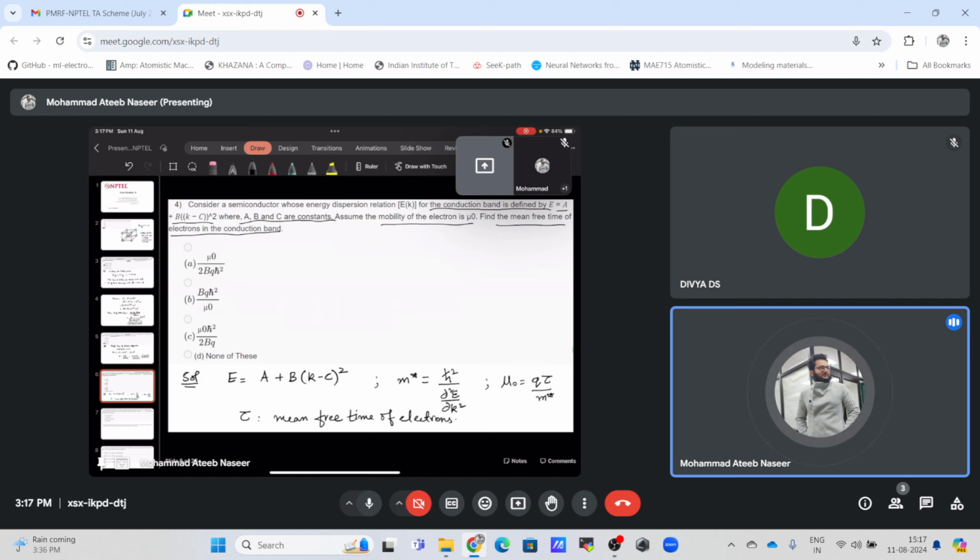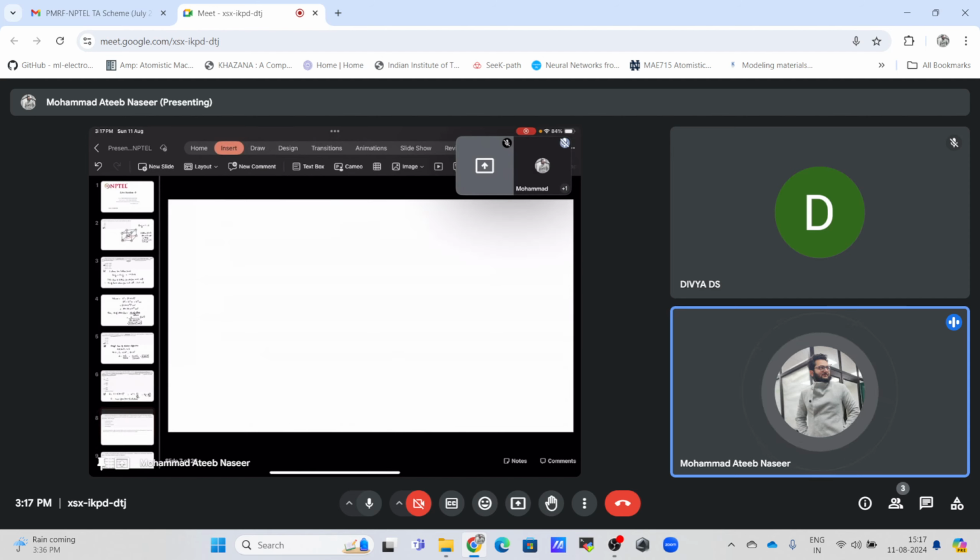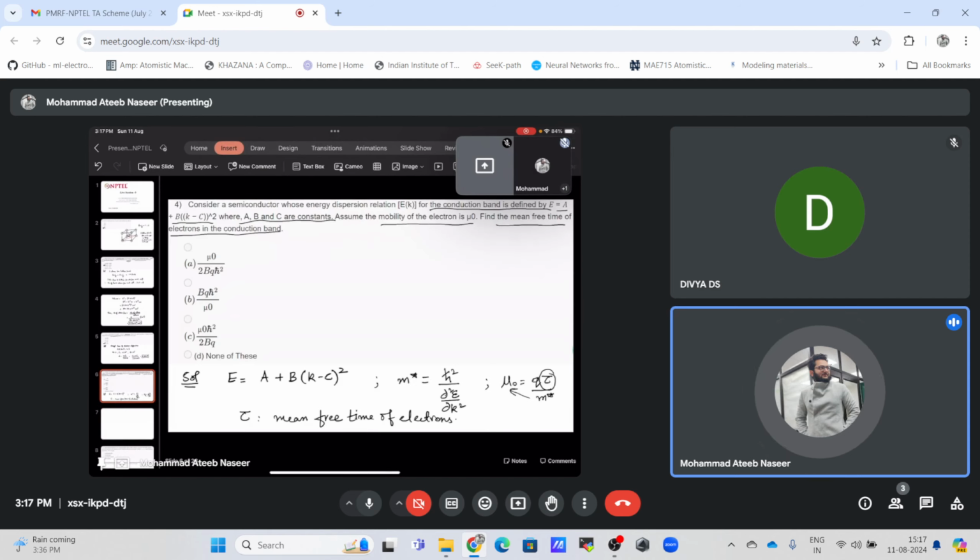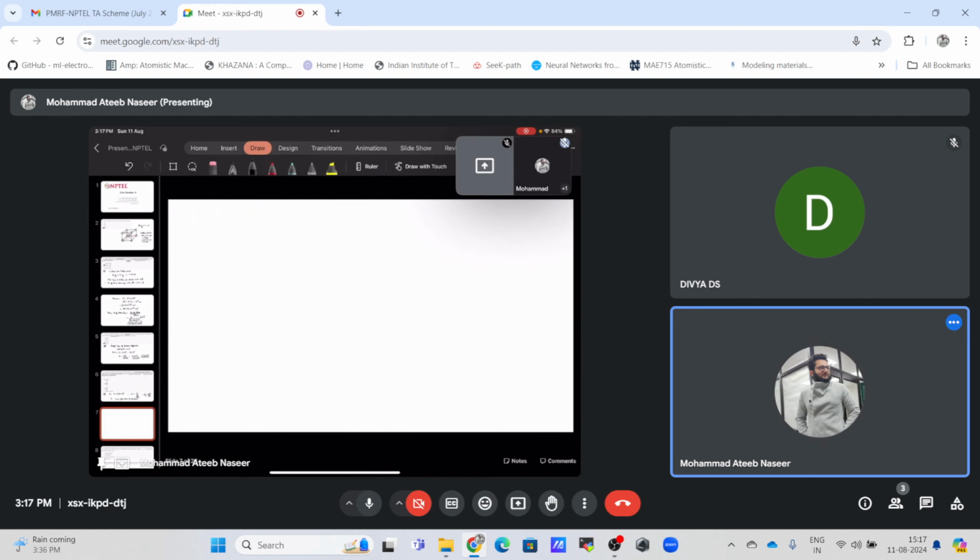Okay, this is the mean free time between the collisions. So if we can find this m star, we can find this tau in terms of mu and the m star value itself, which will come out to be in terms of b, c or k, a constants. So what we will do, we will first differentiate this dE by dk.